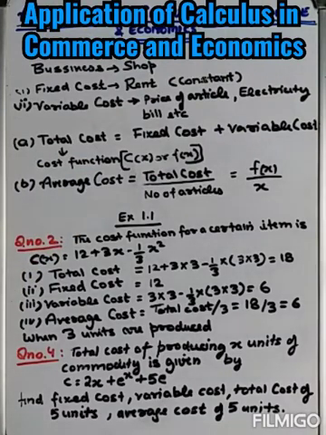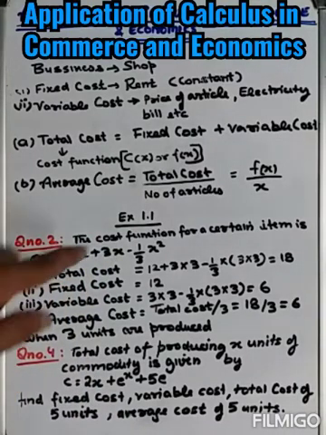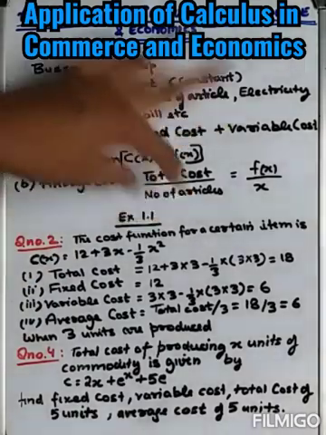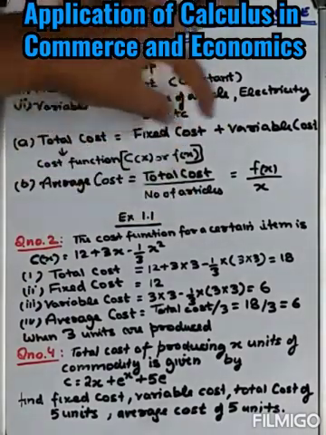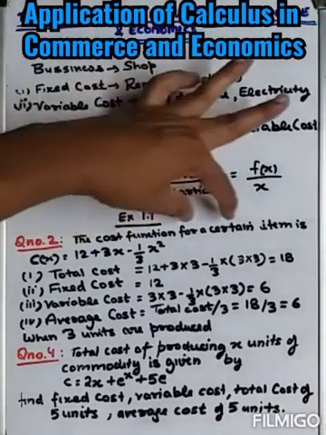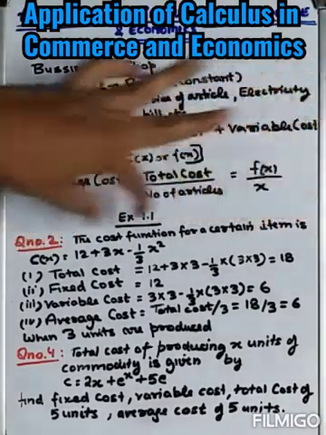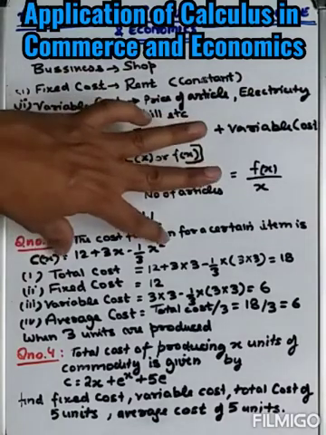Now let us see the questions. Only 4 questions are there in the first exercise. Let us discuss the first question. Second question of this first exercise, the cost function. We have discussed what a cost function is: fixed cost plus variable cost. The cost function of a certain item or commodity is given to you. The cost function is given in the form of an equation.